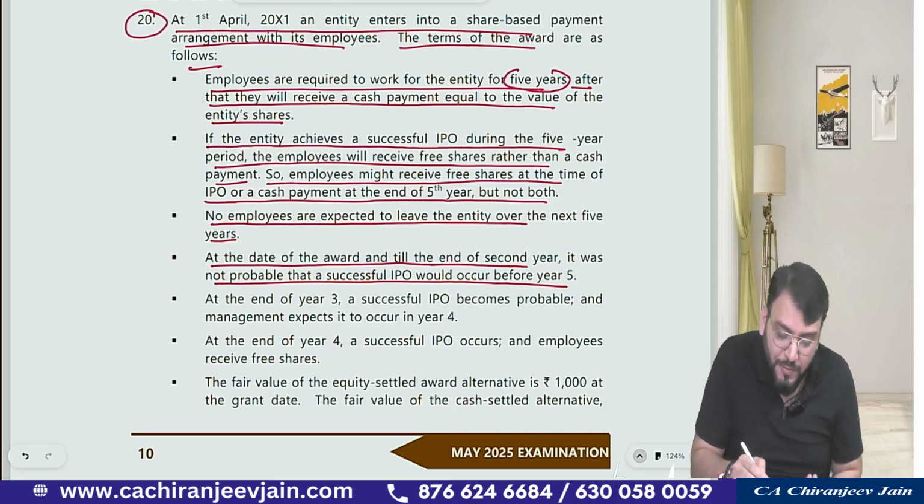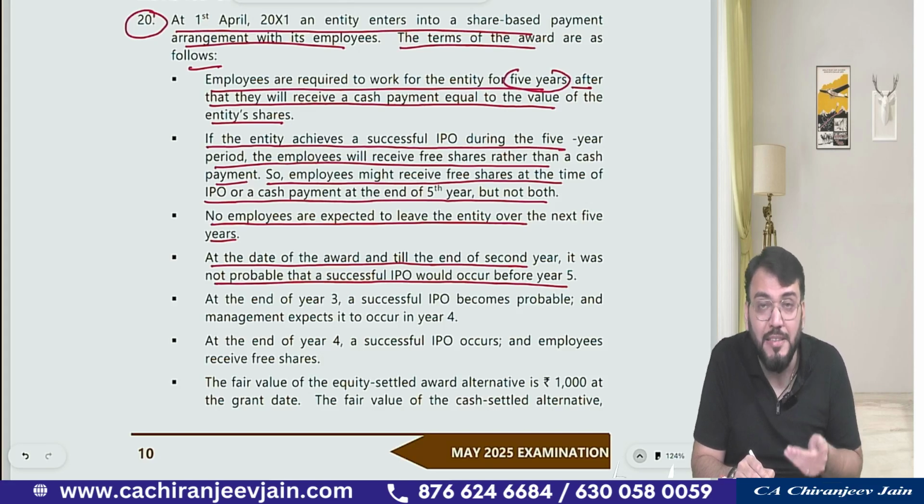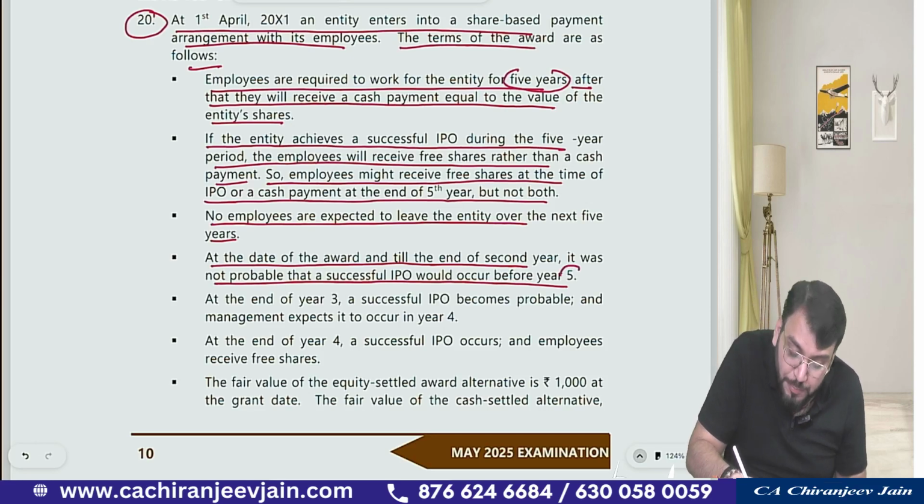This is very simple. So in the first year and second year, there is a probability of cash settlement. Therefore, initially it will be accounted as a cash-settled SBP transaction. We have to recognize an SBP liability, for which the vesting period will be 5 years.